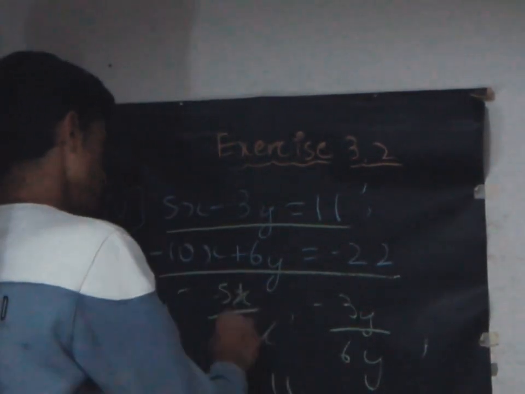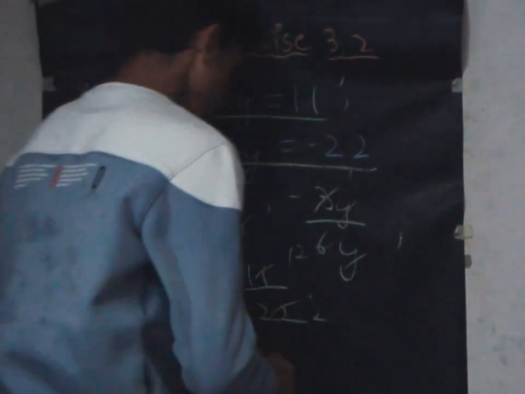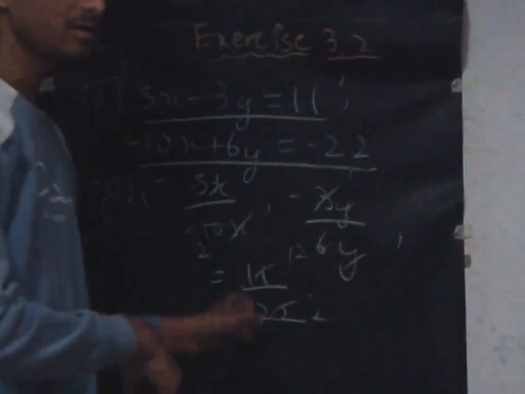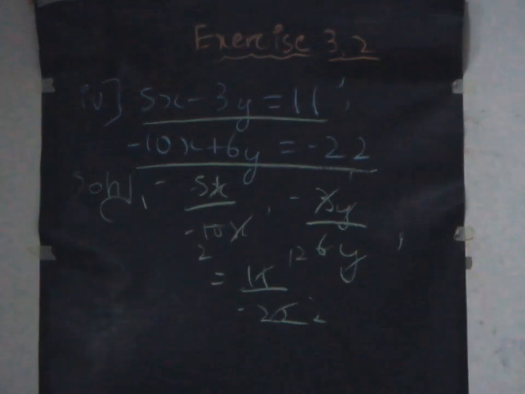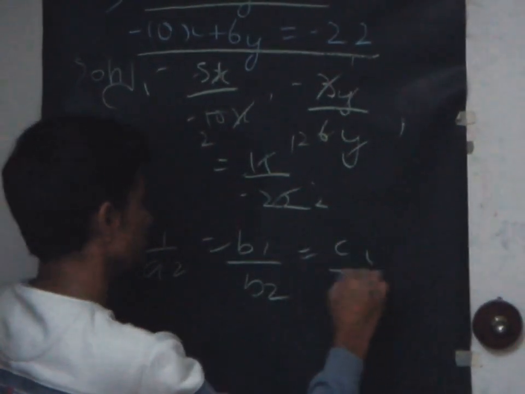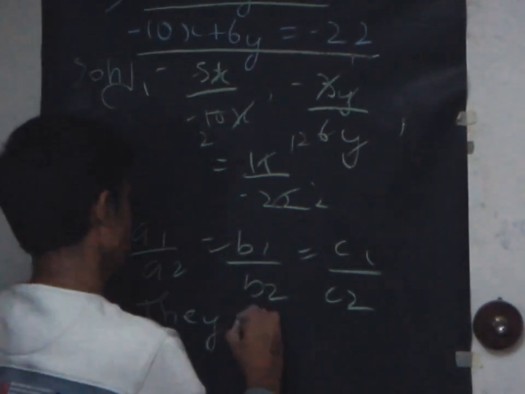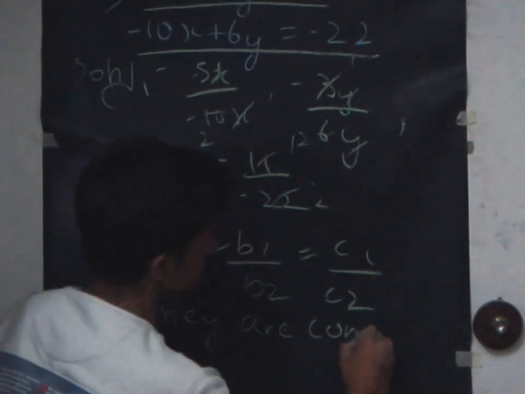Okay. x cancel. 5 ones are 5, twos are... 3 ones are 3, twos are... We will cancel. So 11 ones are 11, twos are... So here we can conclude that all are minus 1 by 2. So we can conclude that A1 by A2 is equal to B1 by B2 is equal to C1 by C2. Okay. So therefore they are consistent.